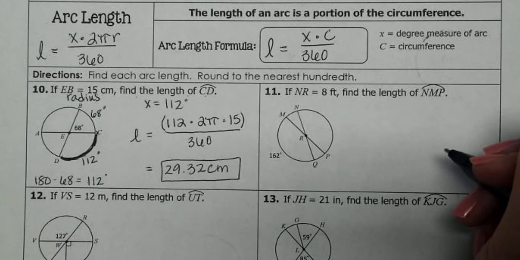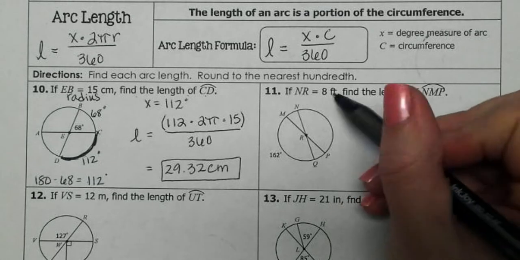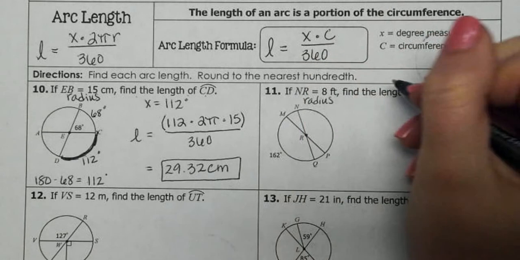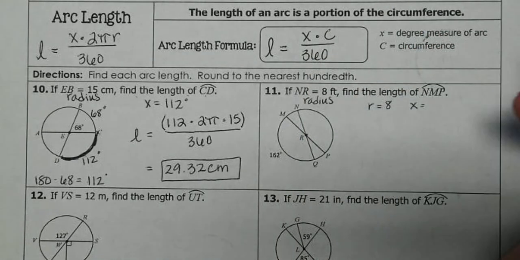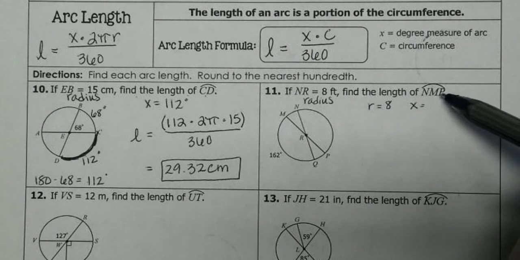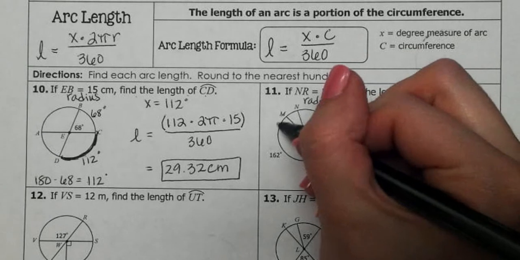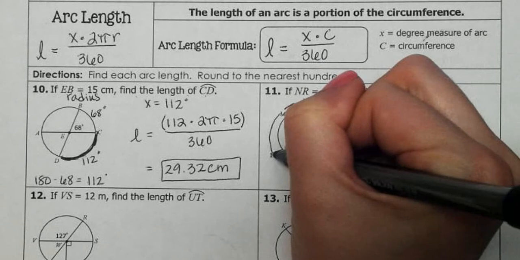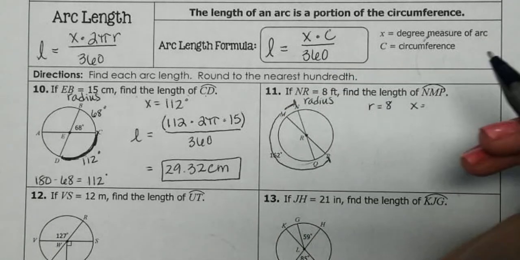So let's work a few more of those. Let's look at number 11. It tells me from N to R is 8 feet. Now that is my radius. So I know R is 8. I need to know what X is. I want to find the length of the major arc NMP. So from N to M to P. So from here to here to here. I need to know that degree.